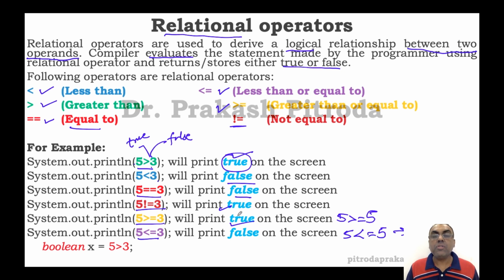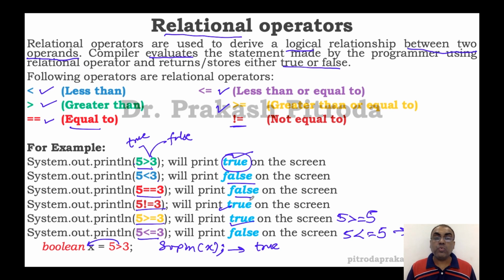Now, since these values are going to be returned in a true or false sense, I can store them into a boolean. If I say system.out.println x, then 5 greater than 3, obviously it is a true statement. So true is getting stored into x, and this is going to print true as the answer. Remember, these are all small letters. You cannot have capital letter output. It will always be small letters.